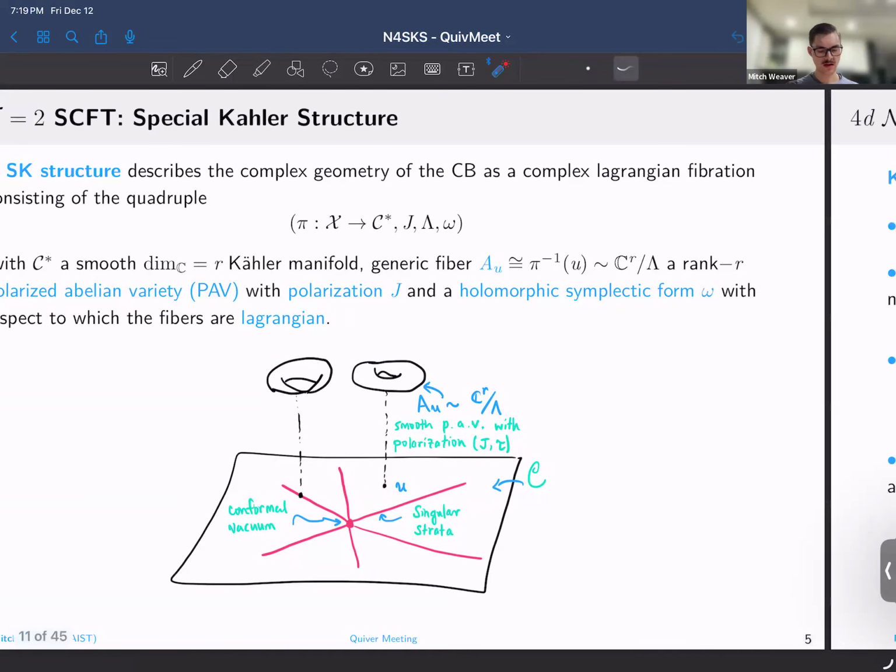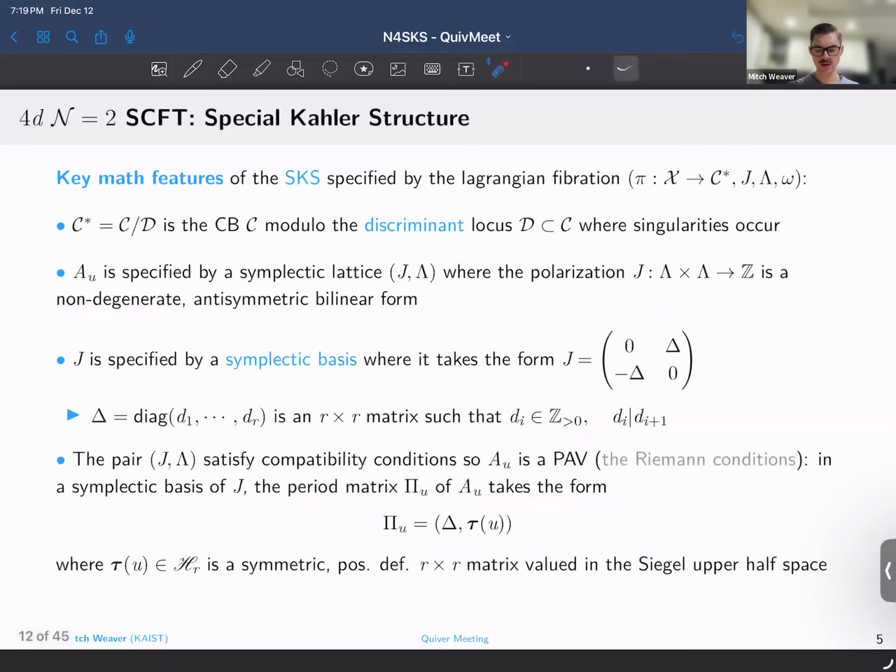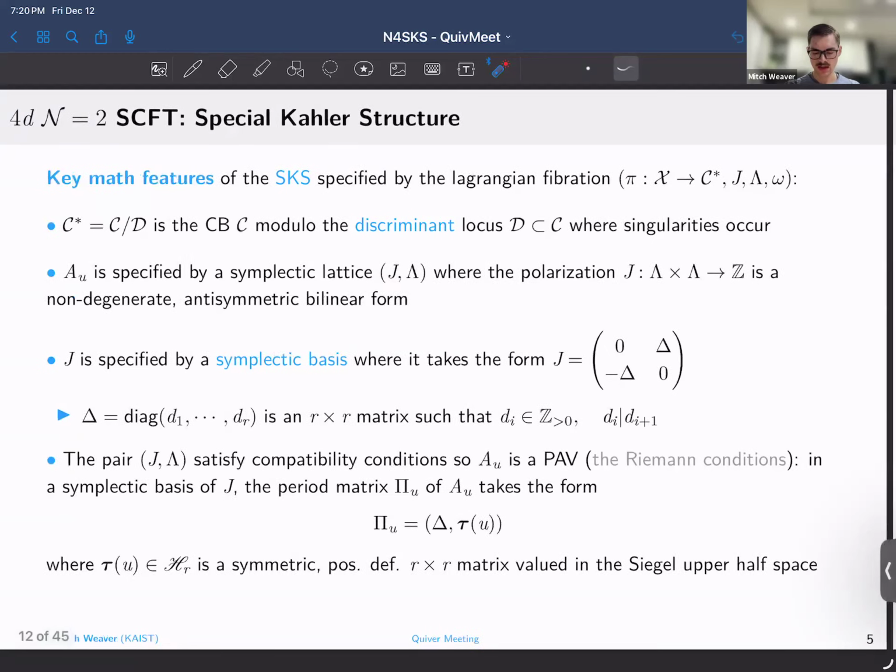Okay, so let's break this down. The key math features are the following. As I mentioned, C* here is the base, the full Coulomb branch modulo the so-called discriminant locus, where these singularities, metric singularities at least, occur. The PAV is specified by a symplectic lattice, with this J here the associated symplectic form, which is a non-degenerate antisymmetric bilinear form, and it's integer valued.